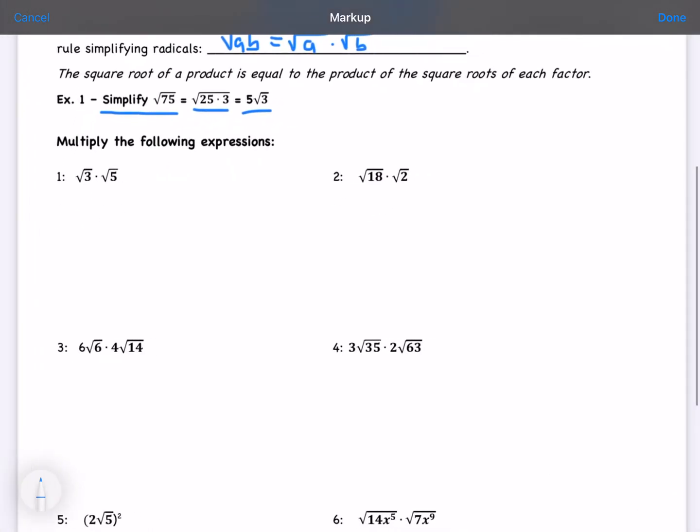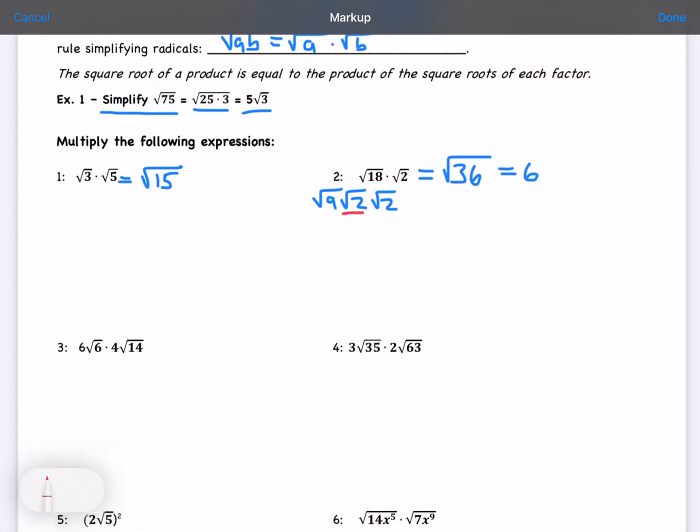So we have the square root of 3 times the square root of 5. That's just the square root of 3 times 5, which is the square root of 15, which does not simplify. Now, number 2, we have 2 different ways we can do it. We know that 18 times 2 is 36, and the square root of 36 is 6. Or we can break down 18. So I can break down 18 into 9 times 2, and then we still have that square root of 2.